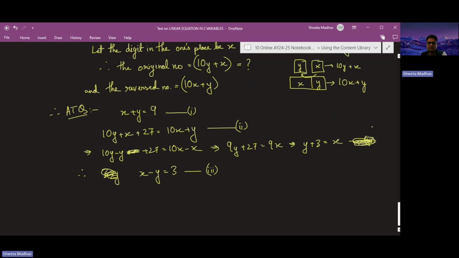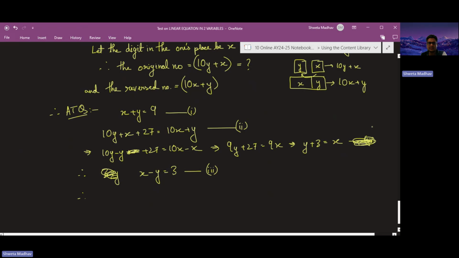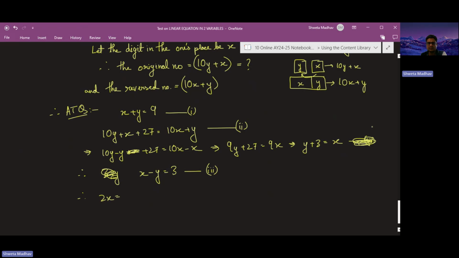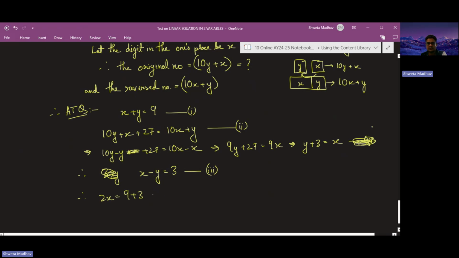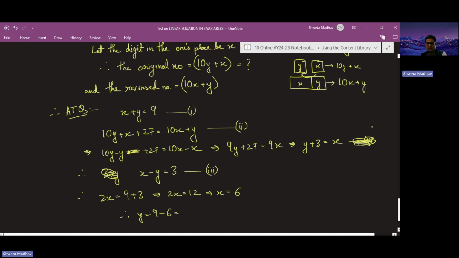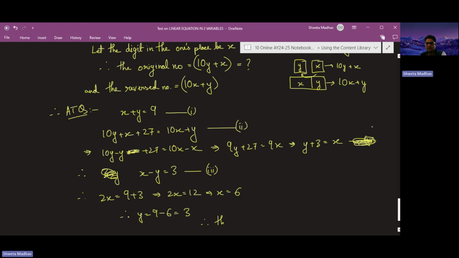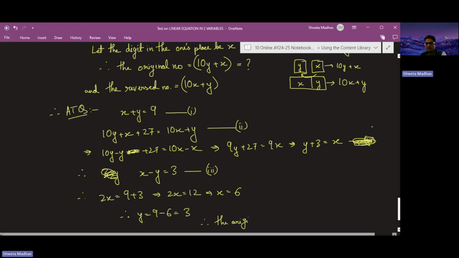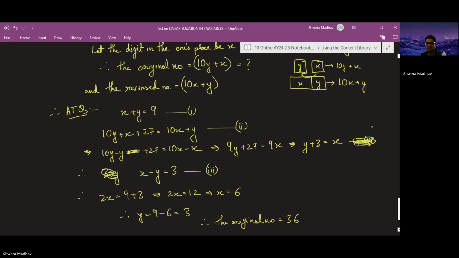Now equation 1 and 3, if we add them, then y will get cancelled and we will get 2x equal to 9 plus 3, that is 12. So 2x is 12, so x will be equal to 6. And therefore y will be equal to 9 minus 6, that is equal to 3. So hence we can say the original number is 10y plus x, so 30 plus 6, that is 36. Original number is 36, so 36 is the answer.